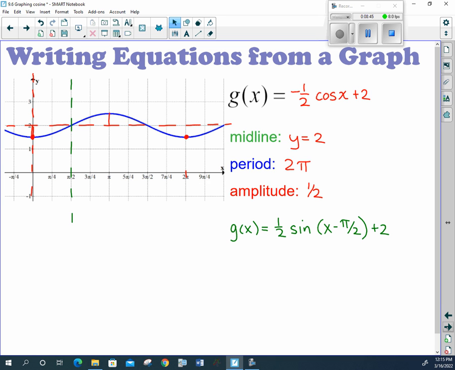Okay, so you'll have to read your directions because sometimes in the homework it will tell you to write an equation without shifting, and so if you can't shift, then you have to pick either the sine or cosine depending upon what point is given on the y-axis. So just read your directions carefully. Otherwise, there can be multiple correct answers when you're writing equations from a graph.